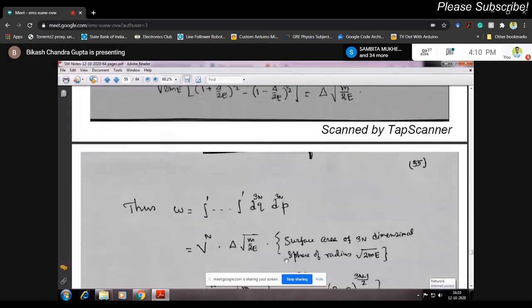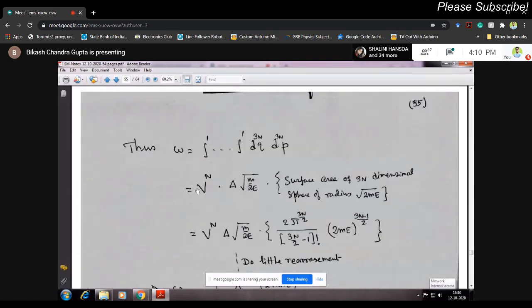Fine. Thank you. Now you see that you are getting this omega like this, and then what should you have? You should have V to the power N, then the thickness into the surface area of the three-dimensional sphere of radius this. So you are having a sphere in the middle of the two boundaries, right? One is E plus half delta and the other is E minus half delta. So you are taking, on average, the surface area of the cell which has the average radius, right?